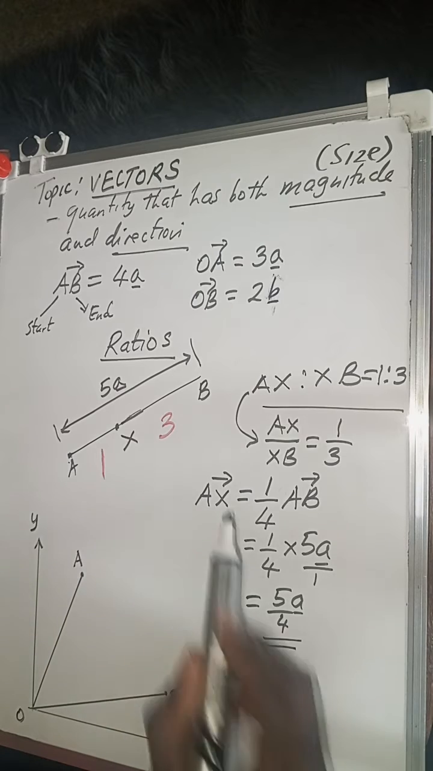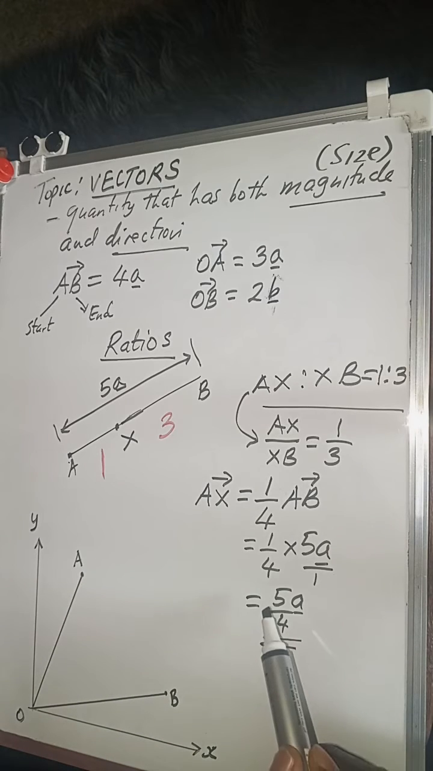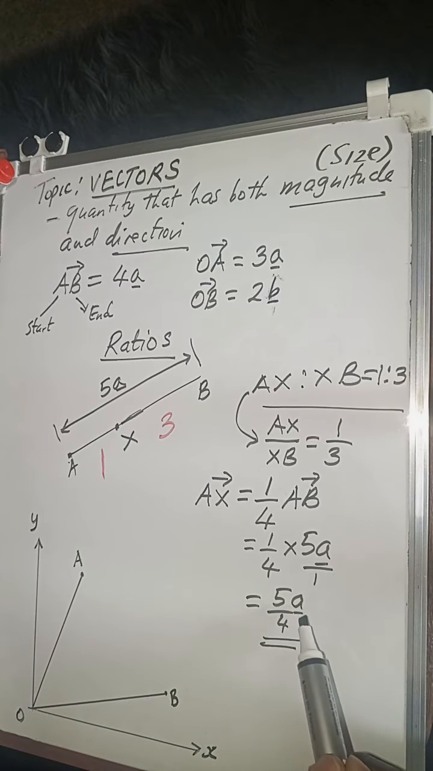So meaning AX is simply represented by 5 over 4 vector A. That's what we mean there.